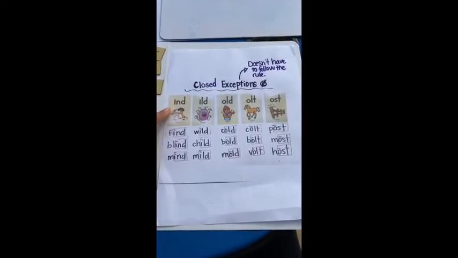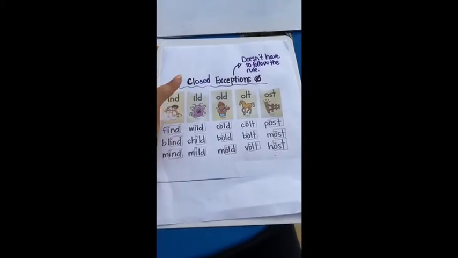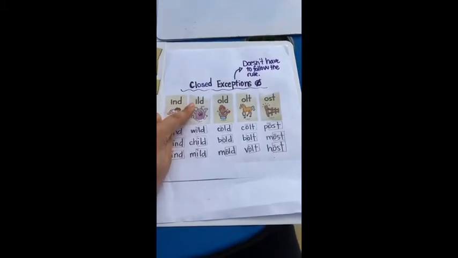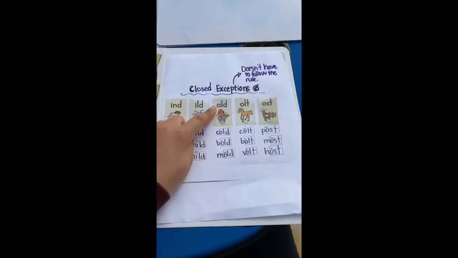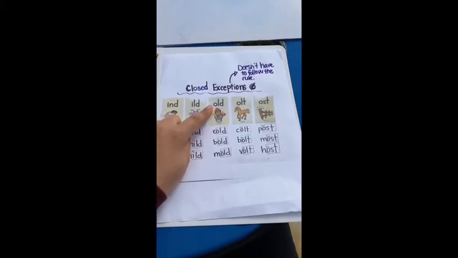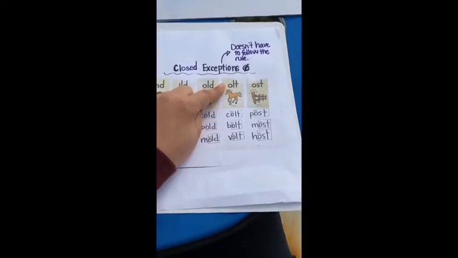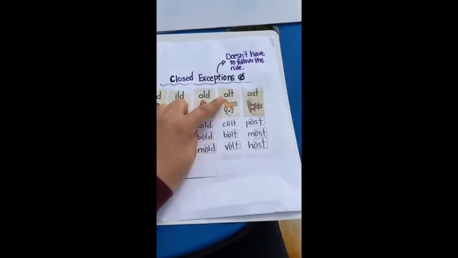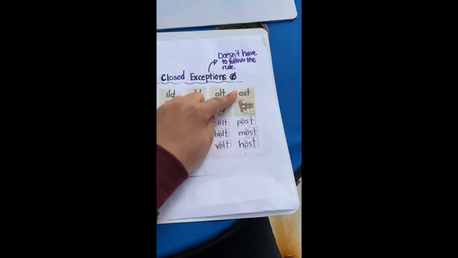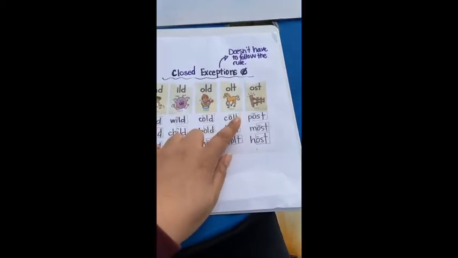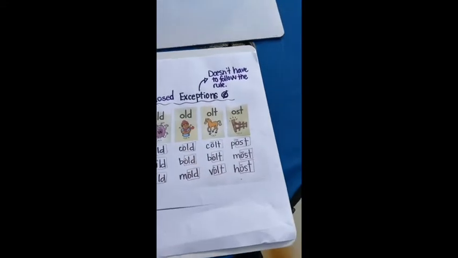IND, find. ILD, wild. OLD, cold. OLT, colt. OST, post. And so let's start off by doing a quick review.